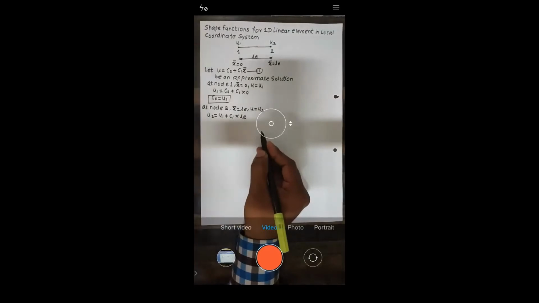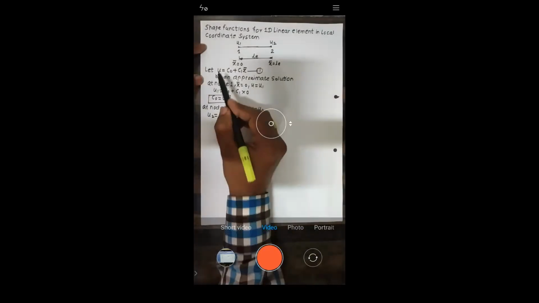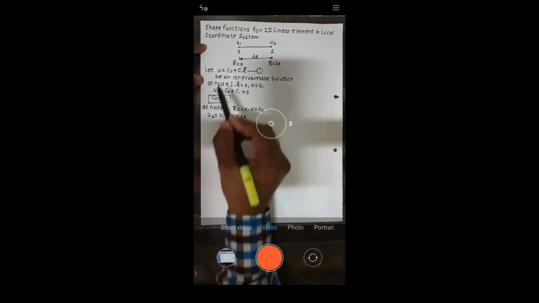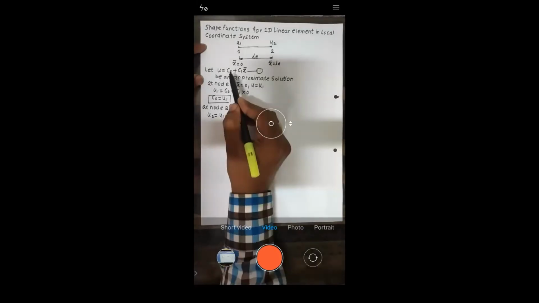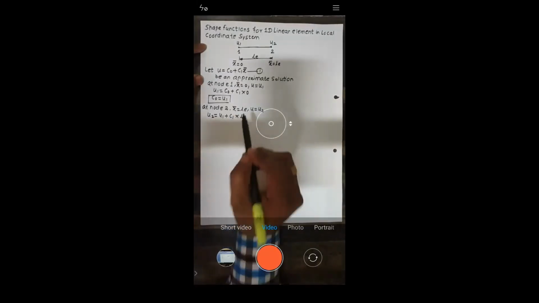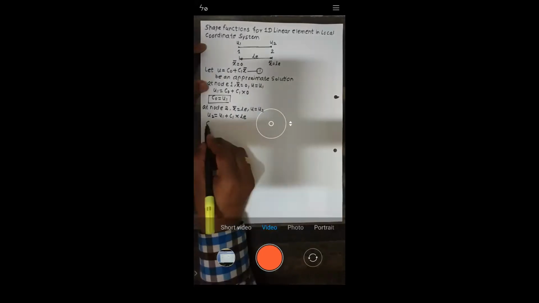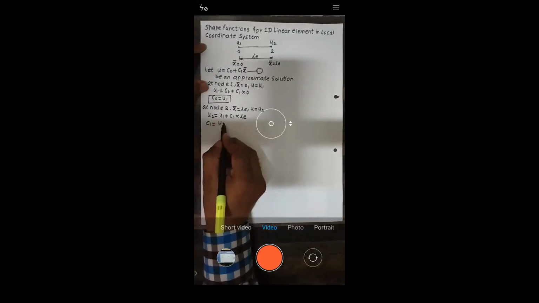Yes, see, sir. u is equal to u2. What is the value of c0? C0 is u1, that I put, plus c1 into what is the value of x bar? It's LE. So what value of c1 will you get? C1 is equal to u2 minus u1 divided by LE.